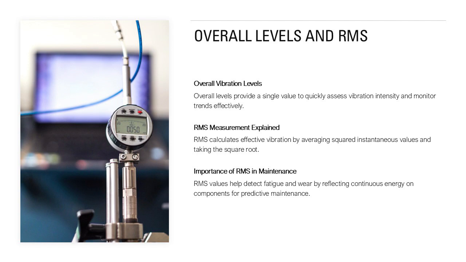RMS is calculated by squaring the instantaneous values, averaging them over time, and taking the square root of the result. This method ensures that both positive and negative oscillations contribute equally to the measurement. RMS values are particularly important in assessing fatigue and wear, as they reflect the continuous energy acting on components. Monitoring RMS levels helps engineers detect gradual deterioration and schedule maintenance before failures occur.